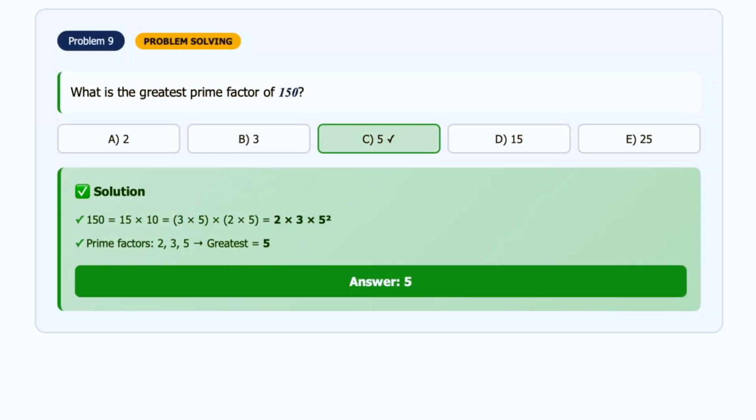What is the greatest prime factor of 150? Prime factorize. 150 equals 15 times 10, which equals 3 times 5 times 2 times 5, or 2 times 3 times 5 squared. The prime factors are 2, 3, and 5. The greatest is 5. The answer is C.